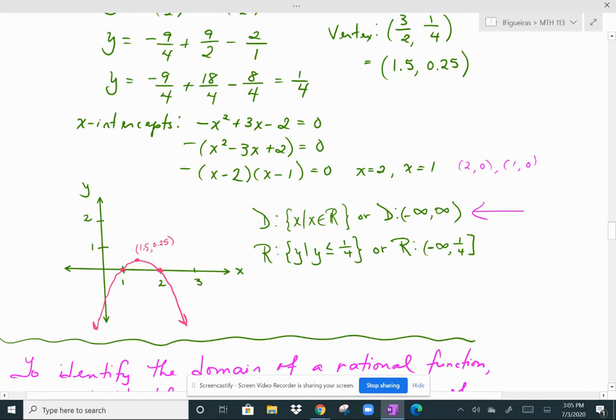This is set builder notation. The second one is interval notation. You should know the difference between the two.